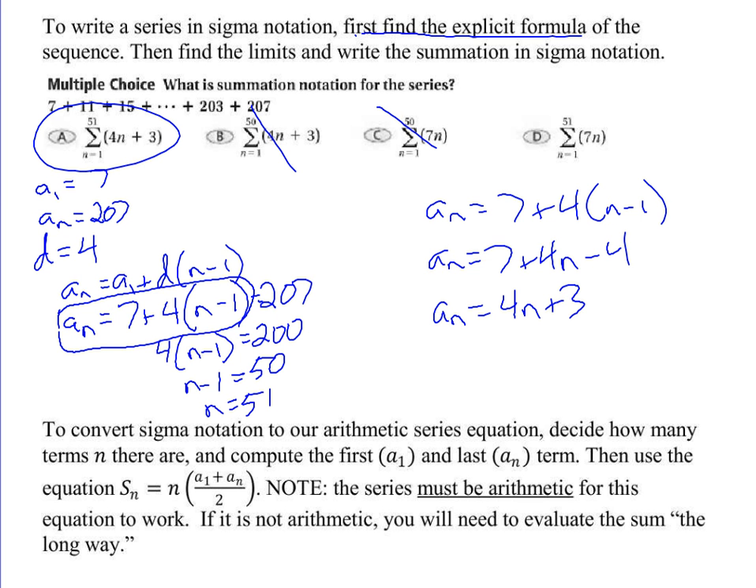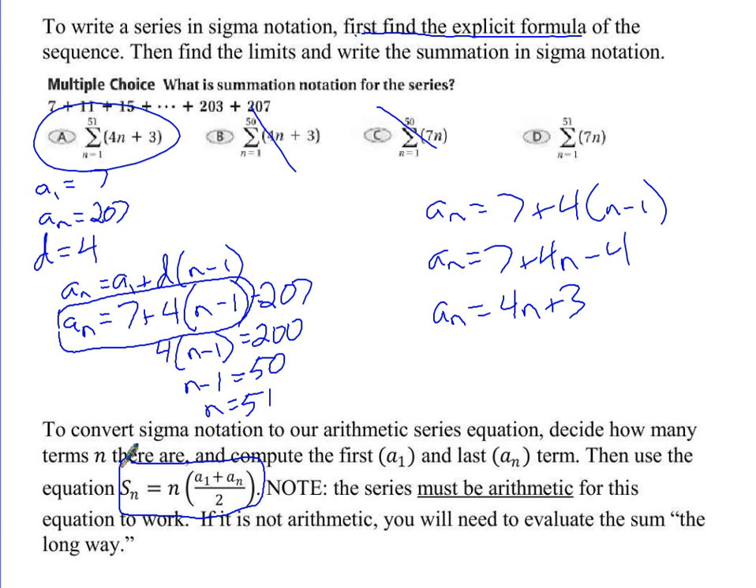To convert sigma notation to our arithmetic series equation, decide how many terms n there are. And we talked about how to decide how many terms there are. N minus i plus 1. Compute the first and last term. Then use the equations, or equation, this guy. That's the preferred one. If you really want to torture yourself, you can use the other one, but this one works just as well. And then note, the series must be arithmetic for this equation to work.